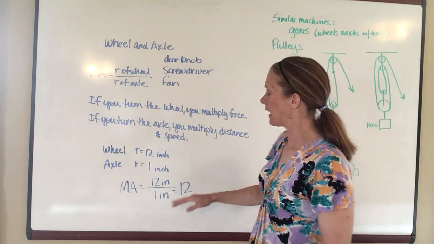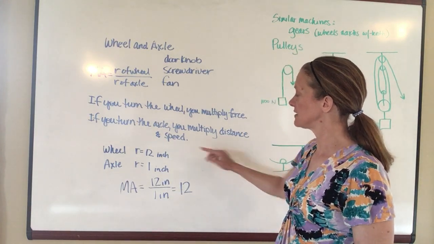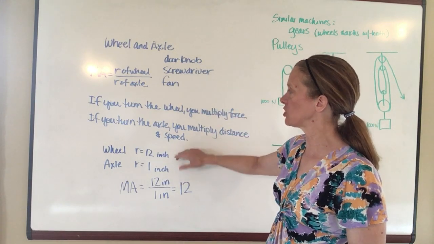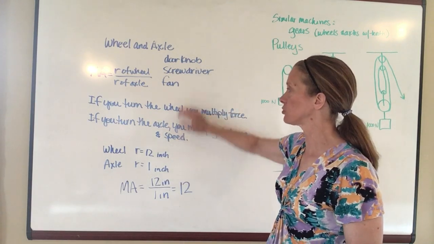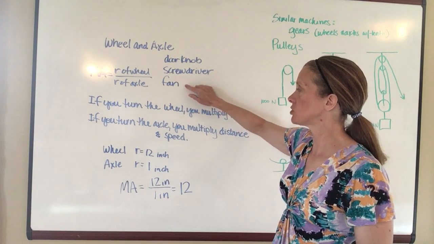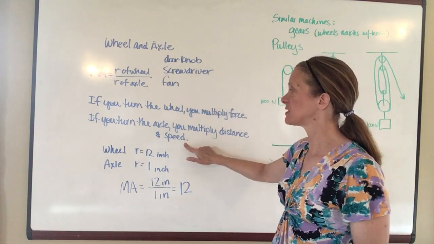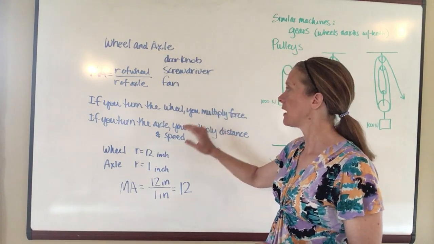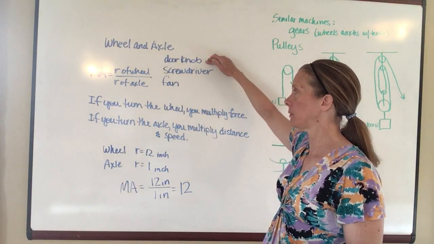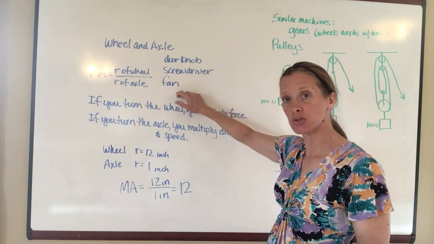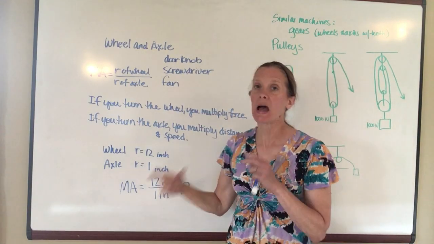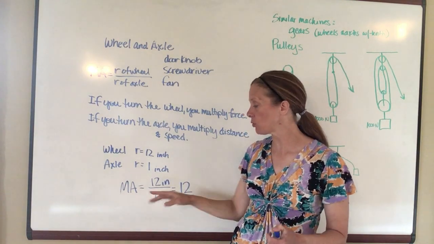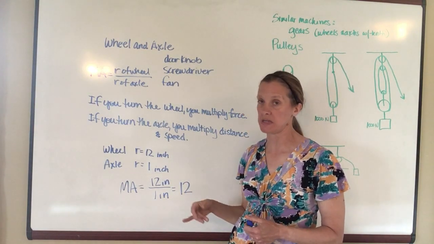So here, I would be multiplying distance and speed by a factor of 12 if my axle is 1 inch and the fan blades are 12 inches out. So the fan would multiply speed, whereas the doorknob is going to multiply force, because with the doorknob I'm turning the wheel, with the fan I'm turning the axle. Okay, so again, how you use that simple machine is going to tell you what that mechanical advantage actually means.